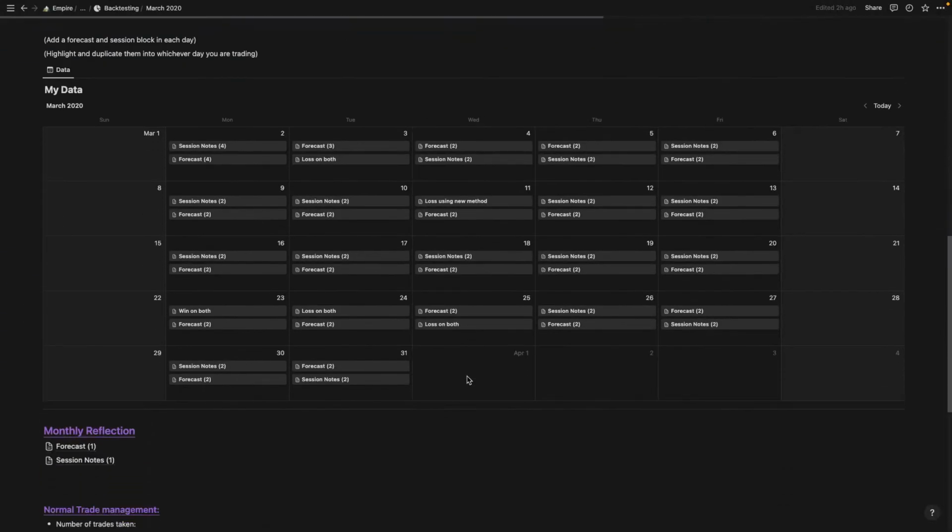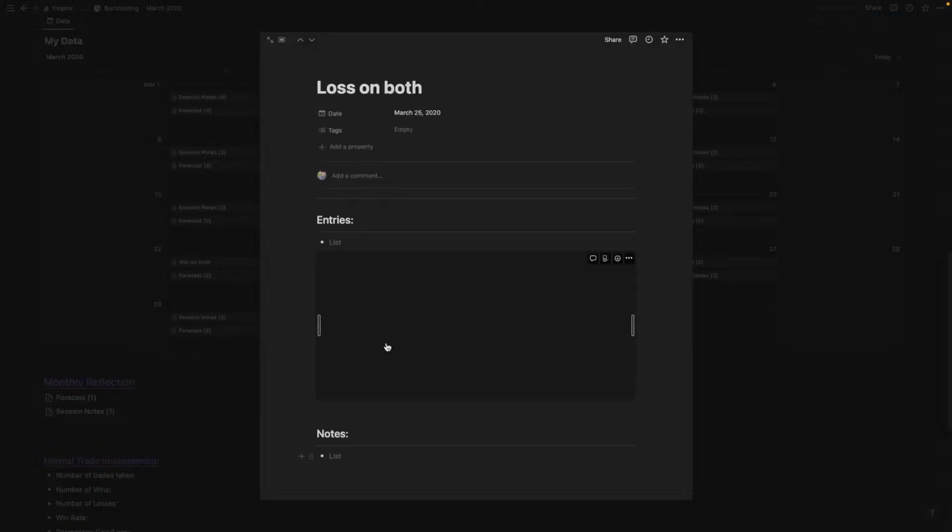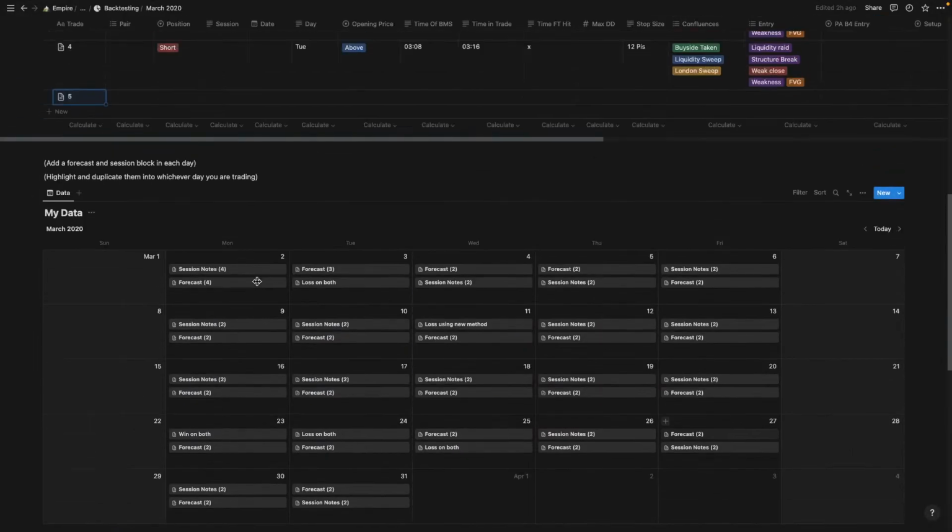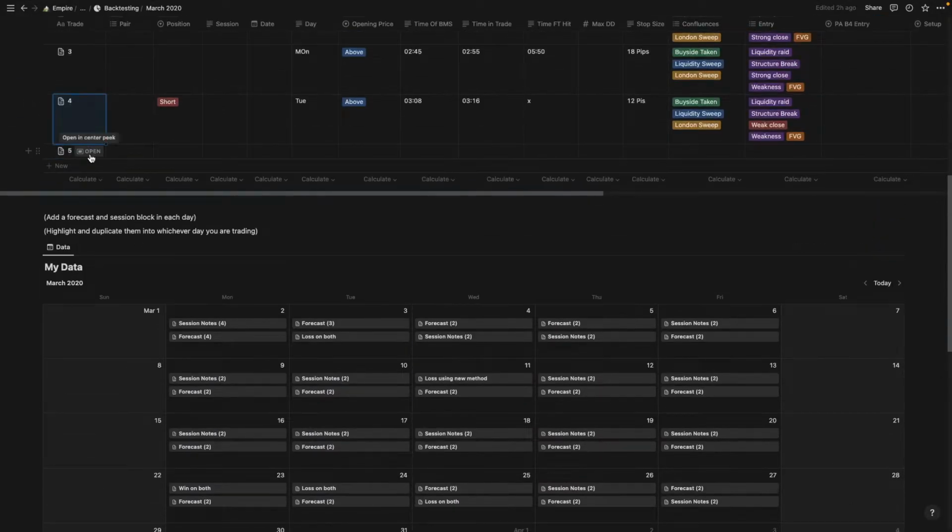But looking at the first loss I took, this one compared to this one, I'm happy with this one because this was showing me a strong close at least.